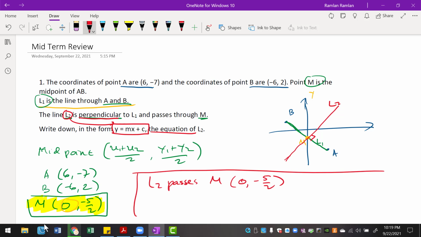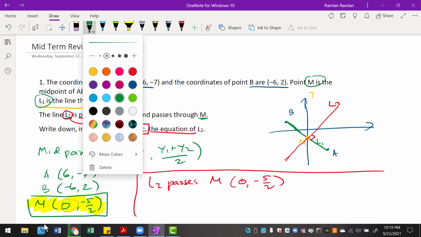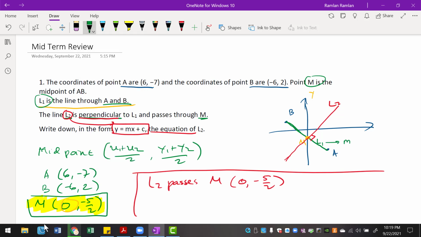And since we know that if two lines are perpendicular, let's say for line 1, I have a gradient of M1. So M2, we can find the gradient. Okay, so let's find M1 first. Because we know that gradients are just rise over run, and the rise is the change of y, and the run is the change of x. So I can use these 2 points because L1 passes through point A and point B. I'm going to write the coordinates here. This is 6 comma minus 7, and this is minus 6 comma 2.